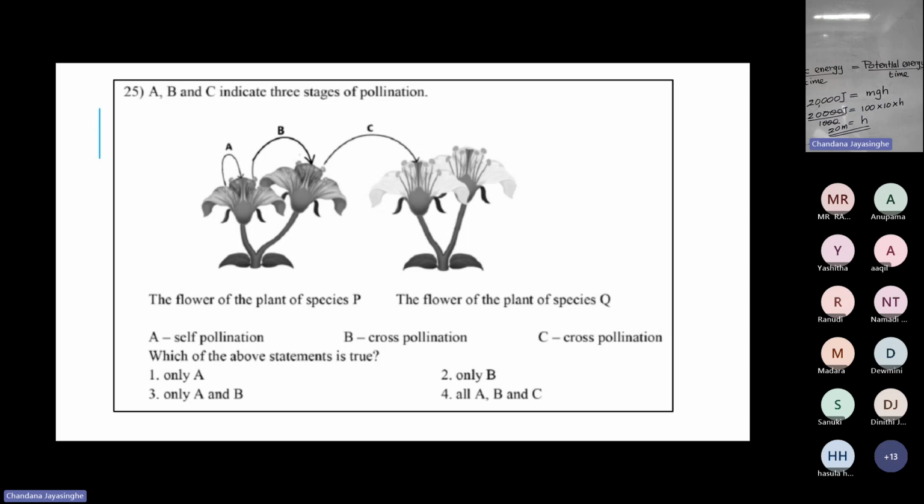So we have to consider A and B. So the answer for the 25th is the third one, only A and B, because here the second set of flowers is species Q. If it were also species P, we would consider B and C both as cross-pollination. Here we cannot go for C as crossing due to two different species. So A is self-pollination, B is cross-pollination.